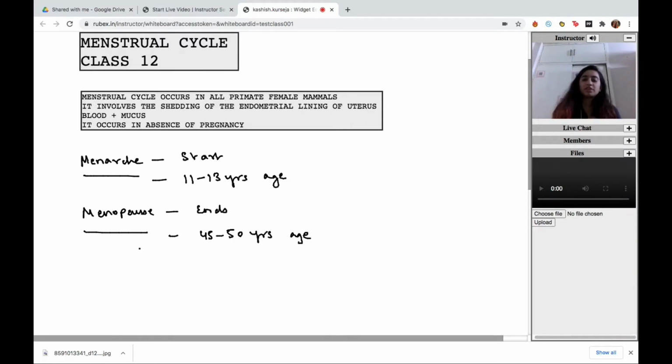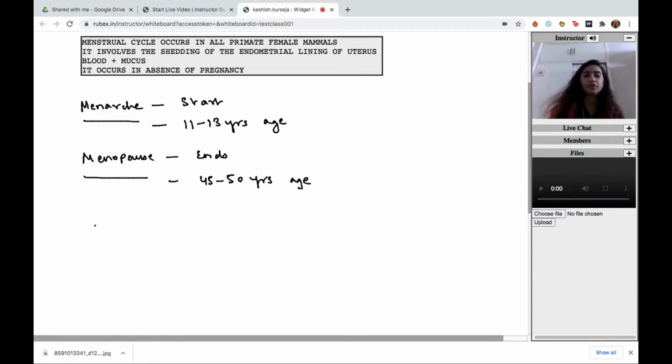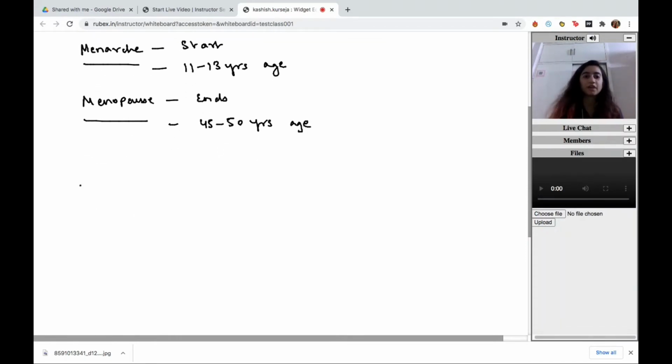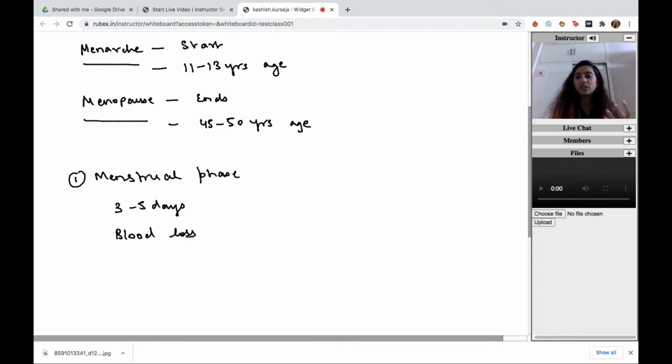Okay, so the menstrual cycle actually has some different phases, and we can just have a brief introduction to what all these phases are. So the first phase of the menstrual cycle is known as the menstrual phase. Menstrual phase has a duration of 3 to 5 days. This is when the actual blood loss takes place. Okay, and this is where actually the endometrial lining sheds and it is removed from the body.